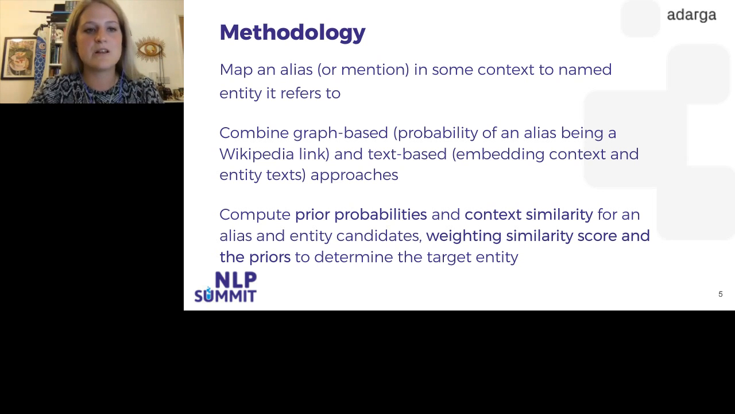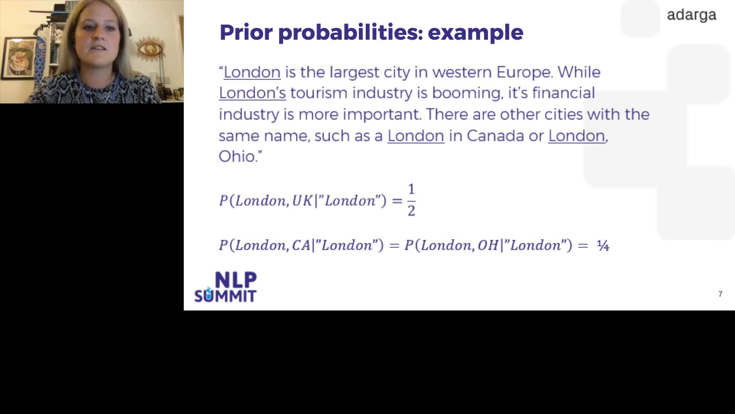And here's a worked example of this methodology. We have an example text. London is the largest city in Western Europe. While London's tourism industry is booming, its financial industry is more important. There are other cities with the same name, such as London, Canada, or London, Ohio. As you can see, there are 4 mentions of London. We're assuming, using Wikipedia, that these references have already been resolved, so we know which London they're actually referring to. If we do a simple count, we can see that 2 out of 4 of the London mentions actually refer to London, the UK. So we can assign a probability of 0.5. And accordingly, we can assign a probability of 0.25 to London in Canada and London in Ohio.